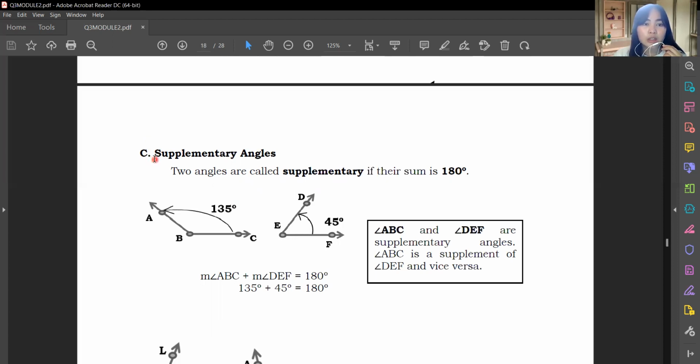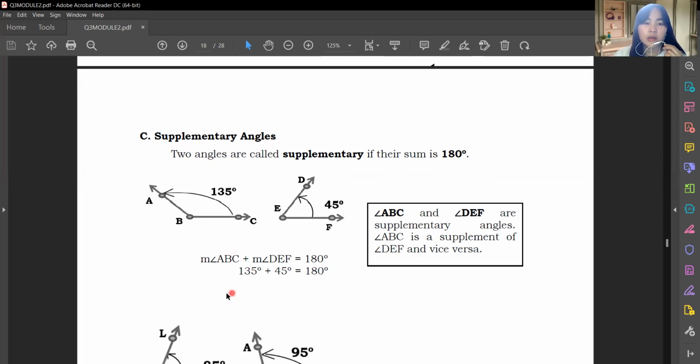180 degrees. So, to remember supplementary angles, the start is S, which is S for straight, meaning a straight angle measures 180 degrees. Therefore, supplementary angles are two angles having a sum of 180 degrees. So that we don't get confused, let's remember S for straight angle is 180 degrees. Therefore, supplementary angles are two angles having a sum of 180 degrees.